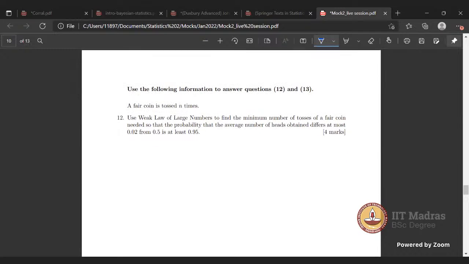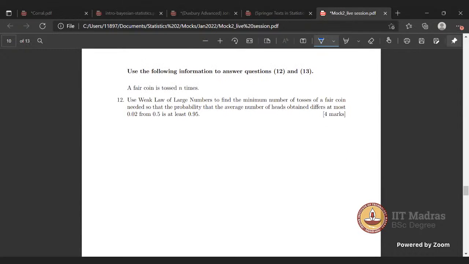Now the next problem: you have a fair coin that is being tossed n times, and you have to use the weak law of large numbers to find the minimum number of tosses of a fair coin needed, so that the probability that the average number of heads differs at most 0.02 from 0.5 is at least 0.95.